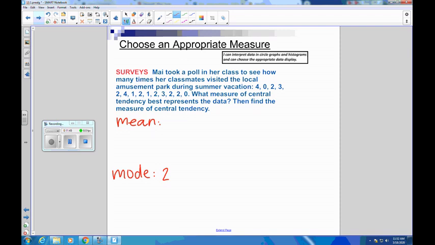So that's the mode. The mean, I'm going to add all these numbers together. So I'm going to take 4 plus 0 plus 2 plus 3 plus 2 plus 4 plus 1 plus 2 plus 1 plus 2 plus 3 plus 2 plus 2 plus 0. And I get 28. Then I'm going to divide that by how many there are. So I have 1, 2, 3, 4, 5, 6, 7, 8, 9, 10, 11, 12, 13, 14 sets of data. So I take 28 divided by 14, which is 2. Which tells me my average was 2, my mean was 2, and my mode was 2. So either of these would accurately represent the data.